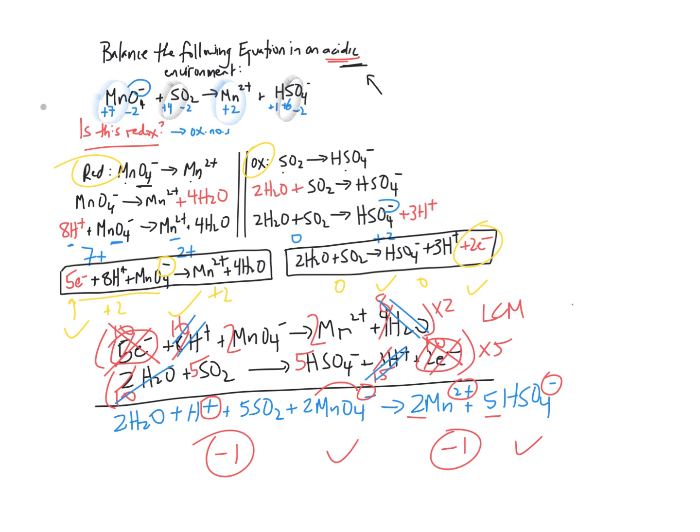See? A lot of work, but I'm belaboring it. You could work a little faster than that. I'll do another example where rather than being able to have H plus in the end, we would have hydroxide OH minus in the end because it's a basic environment. So I'll show you that basic one next.